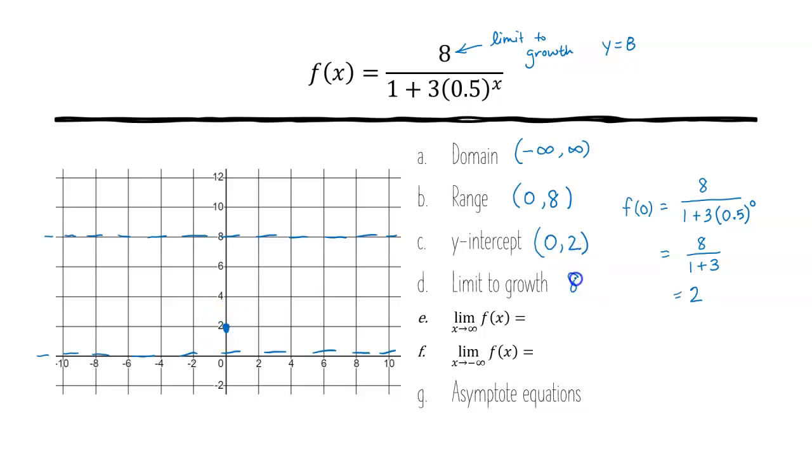The limit to growth we talked about is 8, and the limit as x goes towards infinity, so to the right, is going to be 8. As x goes towards negative infinity, the limit is going to be 0. The asymptote equations are y equals 0 and y equals 8.